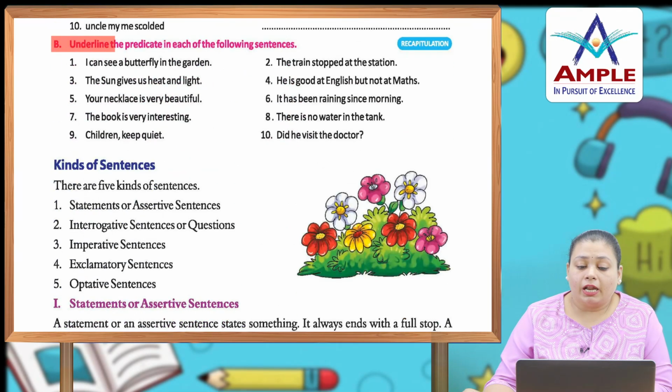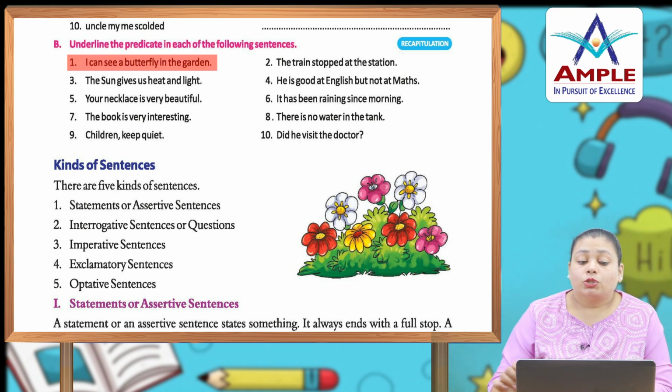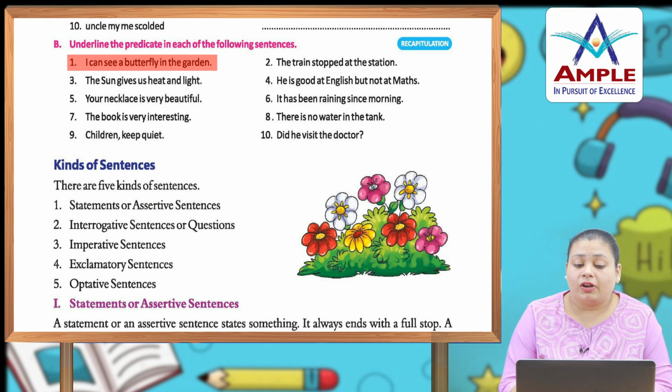Moving to next, underline the predicate in each of the following sentences. Number 1, I can see a butterfly in the garden. So I is the subject part. See a butterfly in the garden, that whole part is called the predicate part. See is an action word. So you underline the rest of the sentences, leaving the starting one.